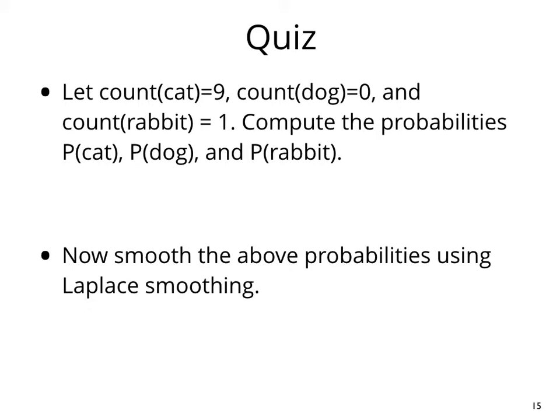So now let's smooth these probabilities using the Laplace smoothing method. We'll add 1 to each of these values. So cat will become 10, dog will become 1, and rabbit will become 2. We had 3 words, so we added an additional 3. So we need to divide not by 9 plus 0 plus 1; we have to also add another 3. So that will be divided by 13. The probability of cat now will be 10 divided by 13. The probability of dog will be 1 divided by 13. And the probability of rabbit will be 2 divided by 13. So that's Laplace smoothing for you.